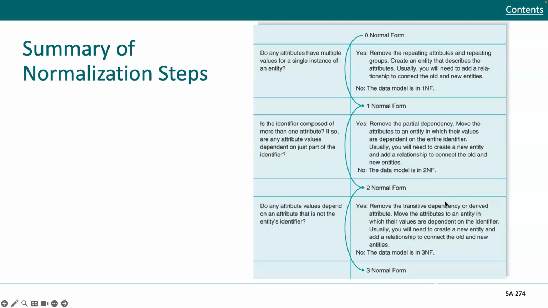If yes, then remove the transitive dependency or derived attribute. Move the attribute to the entity in which their values are dependent on the identifier. And usually you will need to create a new entity and a new relationship to connect the old and the new. If the answer to this question is no, then the data model is 3NF. So that just gives you a recipe for the steps of normalization.